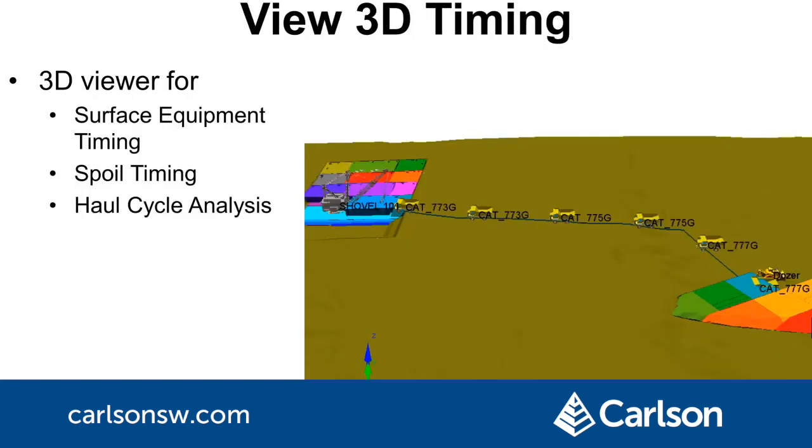The new 3D timing viewer shows the results of surface equipment timing, spoil timing, and haul cycle analysis. You can review the mining process step by step for each period. The spoil and surface portions show the mining blocks as 3D solids. You can output a surface file for any date in the timing run. The haul cycle shows the number of haul trucks called for in the mining plan, moving along the defined route.